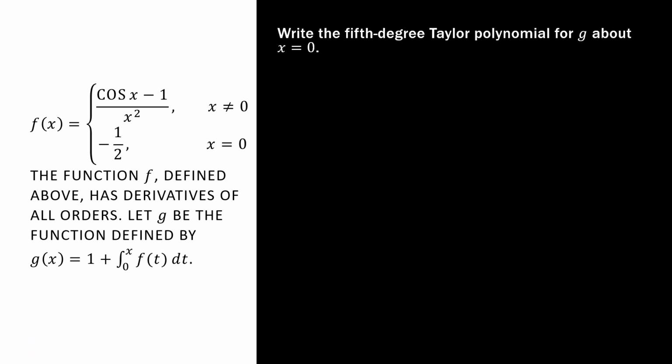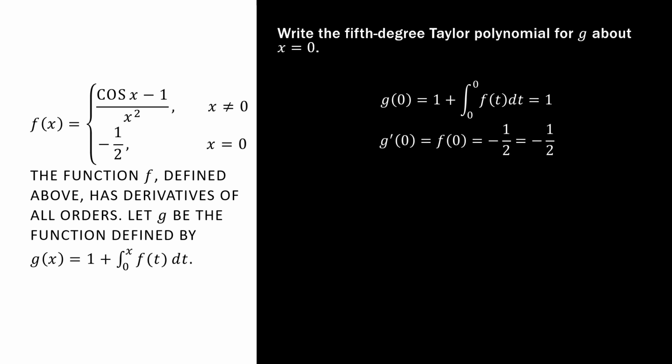All right, the next part says write the fifth degree Taylor polynomial for g. All right, so g was the function they gave us at the very end of the question prompt. I know I have to work out all of my values, and I need to do this all the way up to the fifth derivative. So I know that g of 0 is 1 plus the integral from 0 to 0. Remember, the integral from 0 to 0 is nothing because it's not moving, so 1 plus nothing is 1. Then for g prime, I'm using the fundamental theorem of calculus, so I know g prime of 0 is f of 0, and f of 0, according to my piecewise function, is negative 1/2.